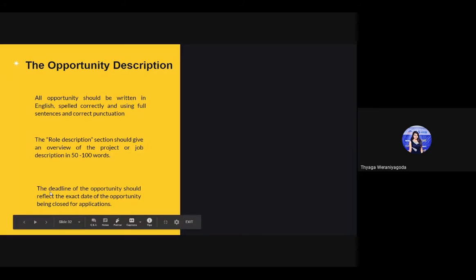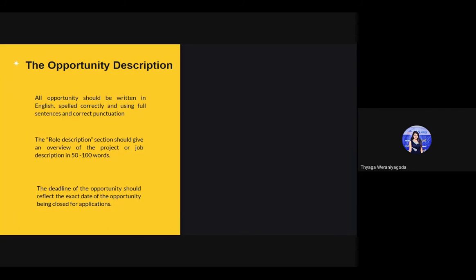Next, the deadline of the opportunity should reflect the exact date of the opportunity being closed for applications. Here we are talking about the application deadline, not the start and end date of the internship or the job experience. As I said earlier, companies might want to put it like two weeks from now. But we won't get a suitable number of applications during those two weeks, or we might not get the best suitable EP for that position within the two weeks.